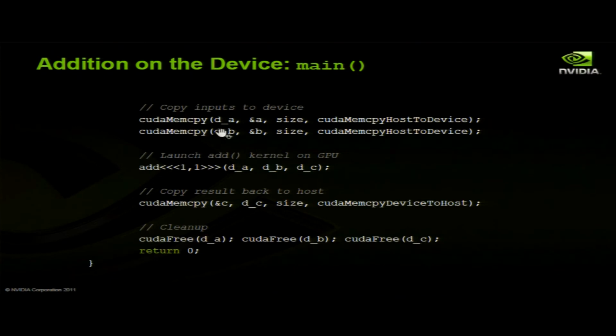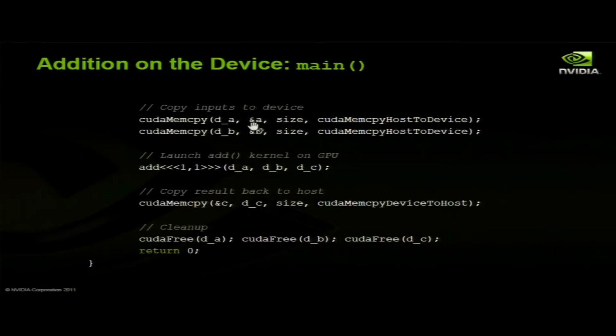CUDA memcopy. I need to transfer from where to where? Host to device. So if you see, my first parameter is my destination, the second parameter is my source. So I am copying from host to device. My host is A, my device is D underscore A. And if you see here, it says CUDA memcopy host to device, right? So you have done this, and in the pragma world you had done it using copy in, right? And then you are launching it, and then after my parallel execution has happened, what do you do?